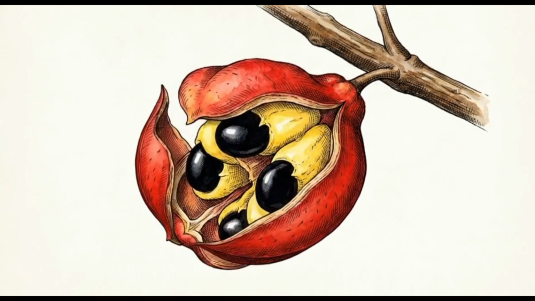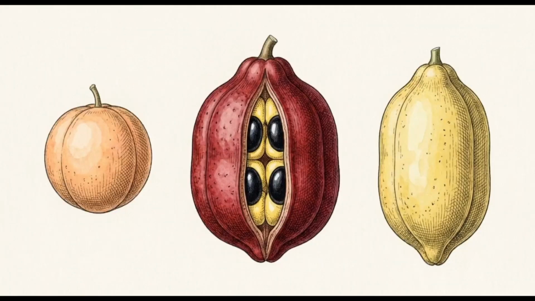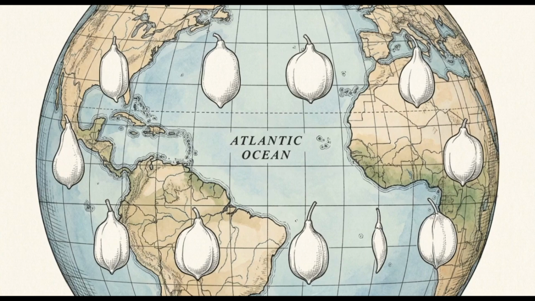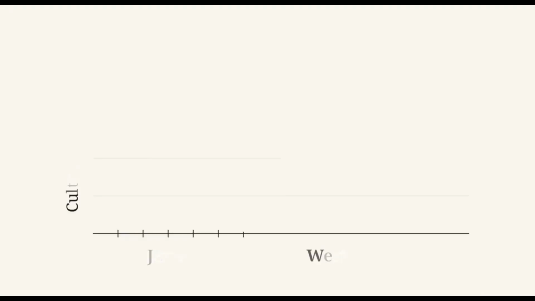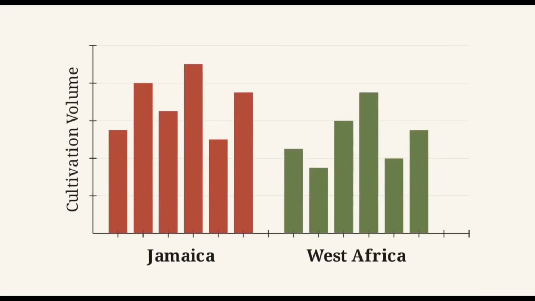This fruit does not have a single genetic profile. Botanists and agriculturalists recognize 12 distinct, highly specialized varieties grown around the world. This bar chart maps the geographic distribution and cultivation volume of those 12 cultivars. From Jamaica to West Africa, the footprint spans the globe.